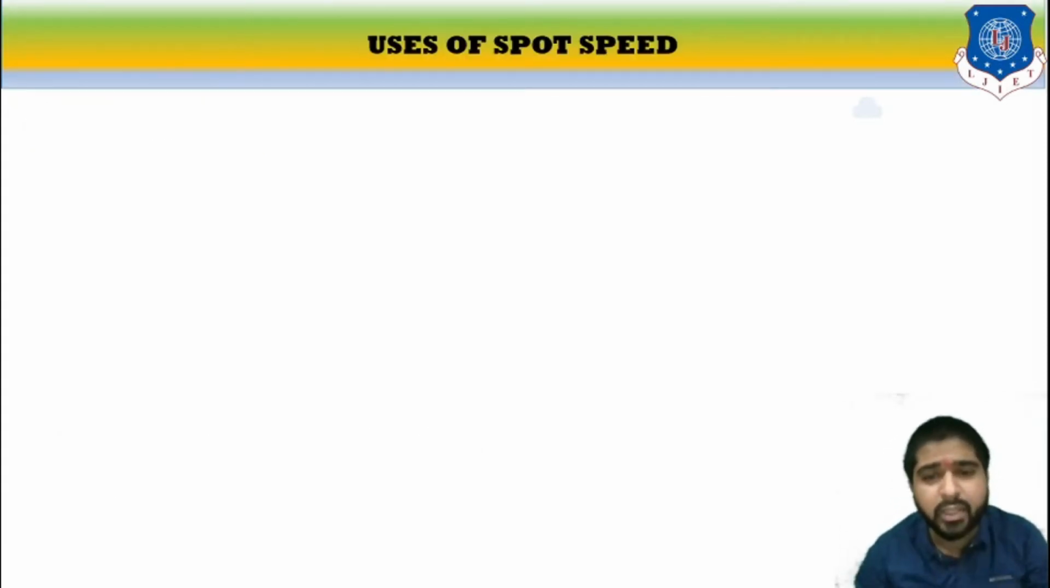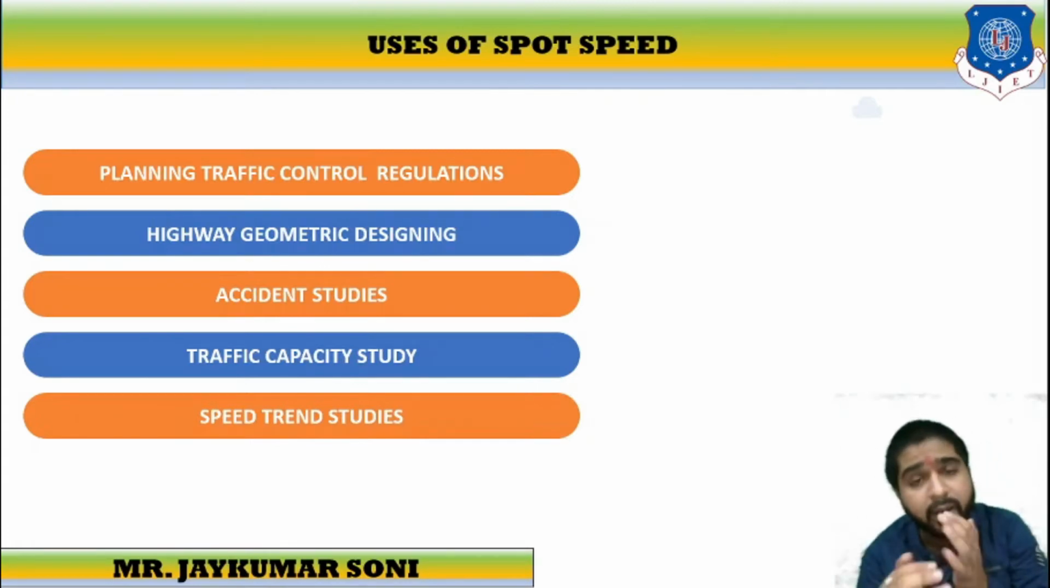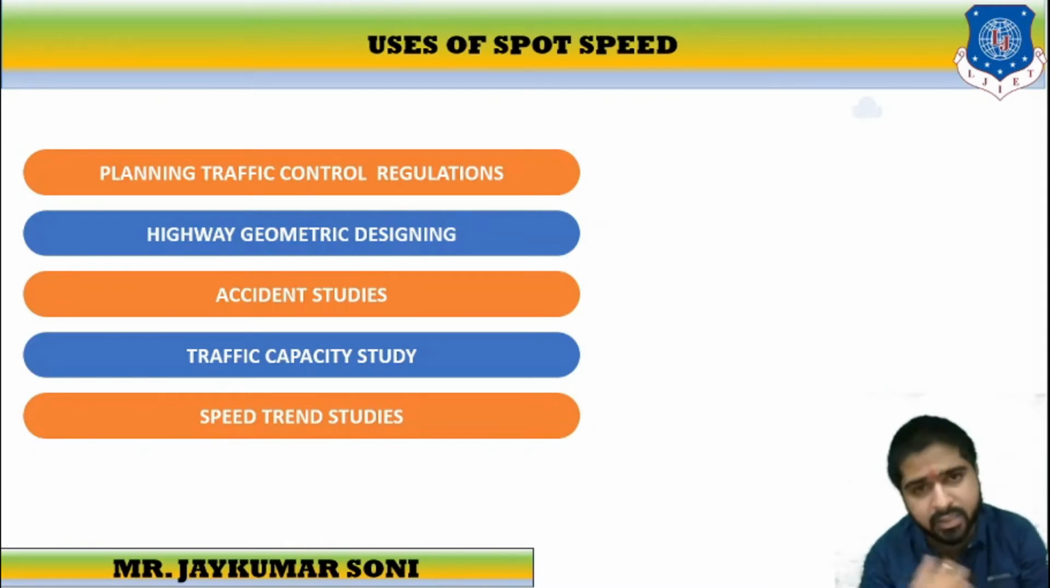Now, what are the uses of spot speed? They are used to plan the traffic control regulation. You might have read on the road surface while traveling that this is the minimum speed limit, this is the maximum speed limit, overtaking is prohibited.